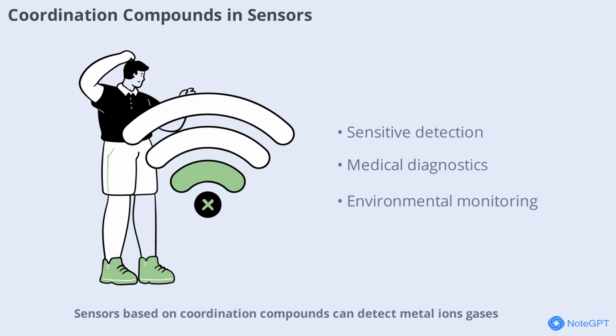Sensors based on coordination compounds can detect metal ions, gases, and biological molecules with high sensitivity. These sensors are used in medical diagnostics, environmental monitoring, and industrial safety. The ability to design complexes with specific recognition properties makes coordination chemistry a valuable tool in sensor technology.